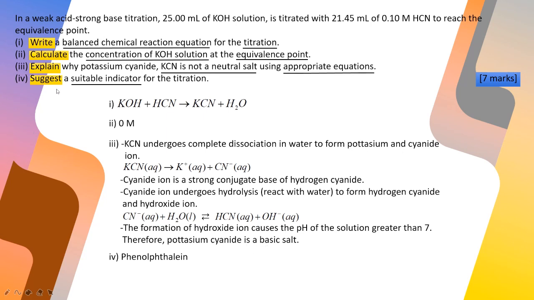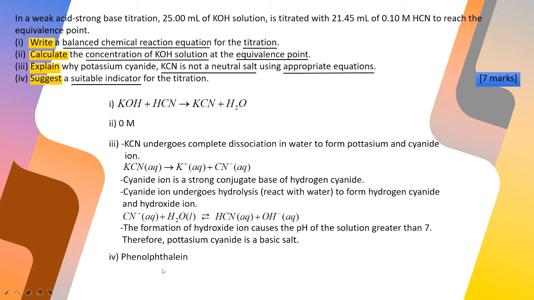And the last question for discussion today is: suggest a suitable indicator for the titration. The keywords are suggest suitable indicator. So the answer will be phenolphthalein.